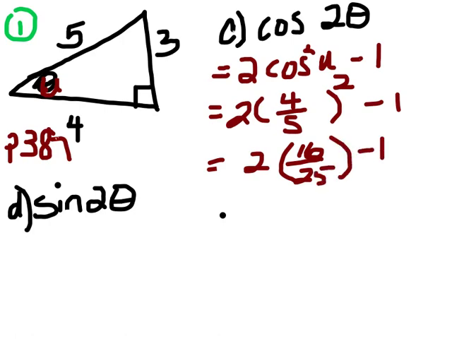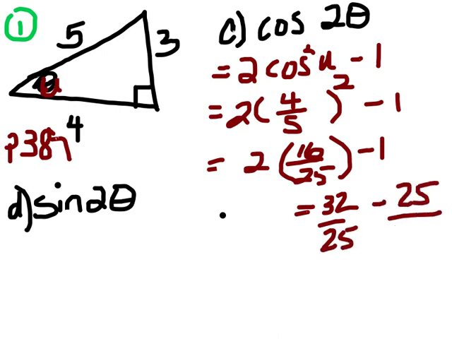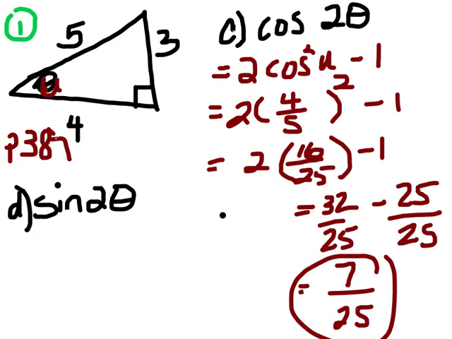And then subtract 1, so that's 32 over 25 minus 1. I'm going to write that as 25 over 25, just so I have a common denominator. And wouldn't that be 7 over 25? 32 minus 25, I believe, is 7. We need the 7th graders to help us with our mental math. They'd be popping this stuff out real fast. Okay, so C wasn't too bad.